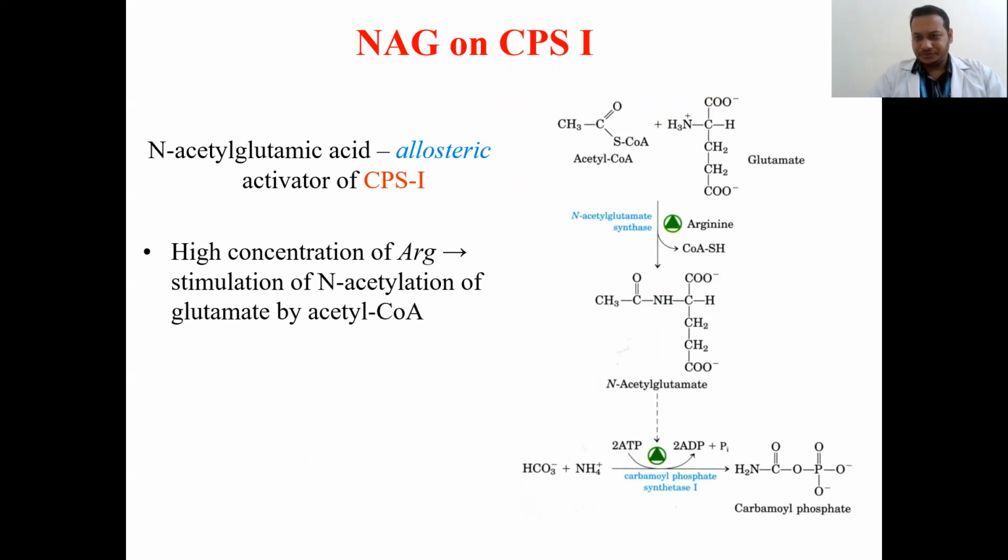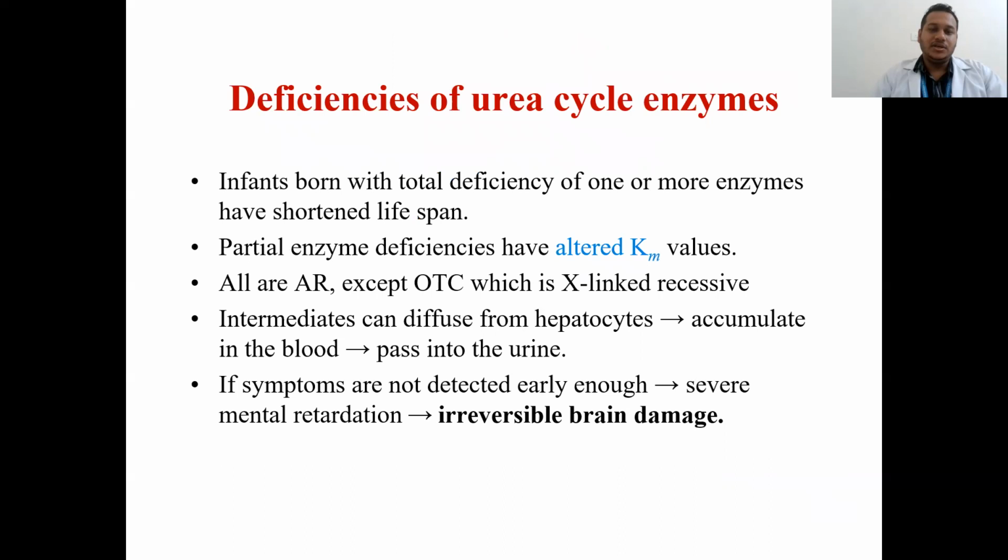N-acetyl glutamate on carbamoyl phosphate synthase 1. N-acetyl glutamic acid is an allosteric activator of carbamoyl phosphate synthase 1. A high concentration of arginine stimulates the N-acylation of glutamate by acetyl-CoA. So regarding deficiency of the urea cycle enzymes, infants born with total deficiency of one or more enzymes have a shortened lifespan. Partial enzyme deficiency gives altered Km values.